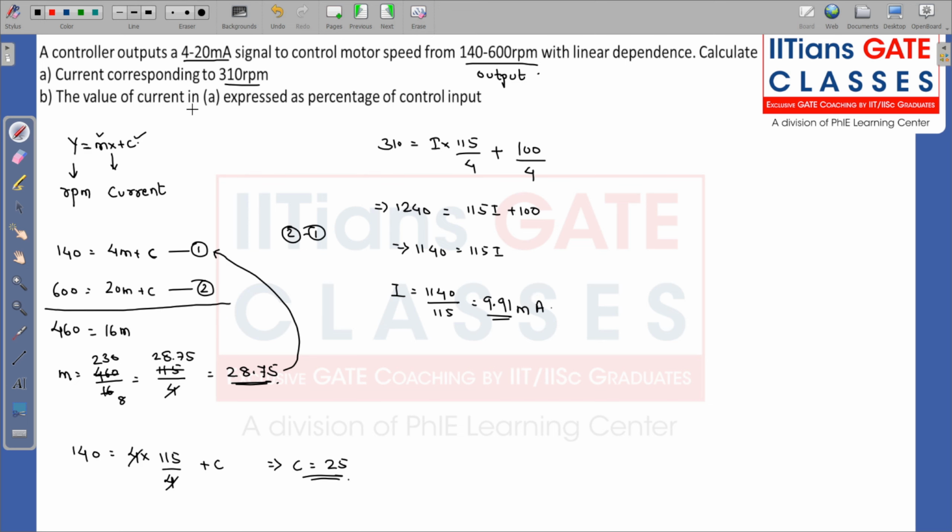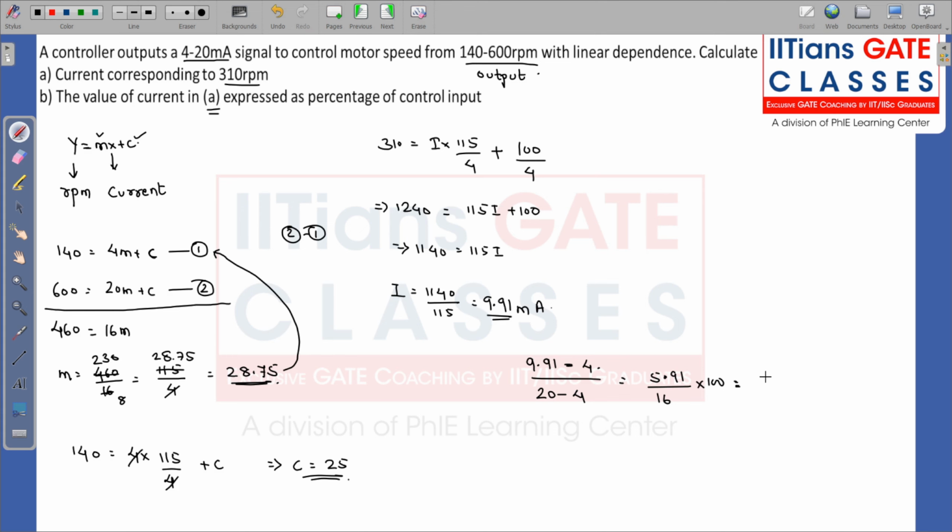Next, the value of current in A expressed as percentage of control input. So this is the current value of my input. So I can write it as 9.91. This is my current value divided by the minimum value of input over here, so this will be equal to 4 divided by 20 minus 4. So this will be 5.91 divided by 16 into 100.